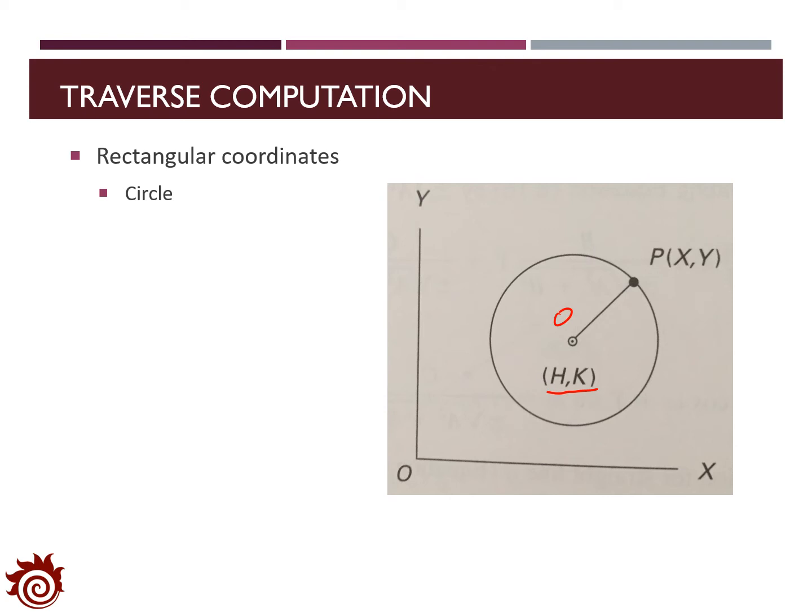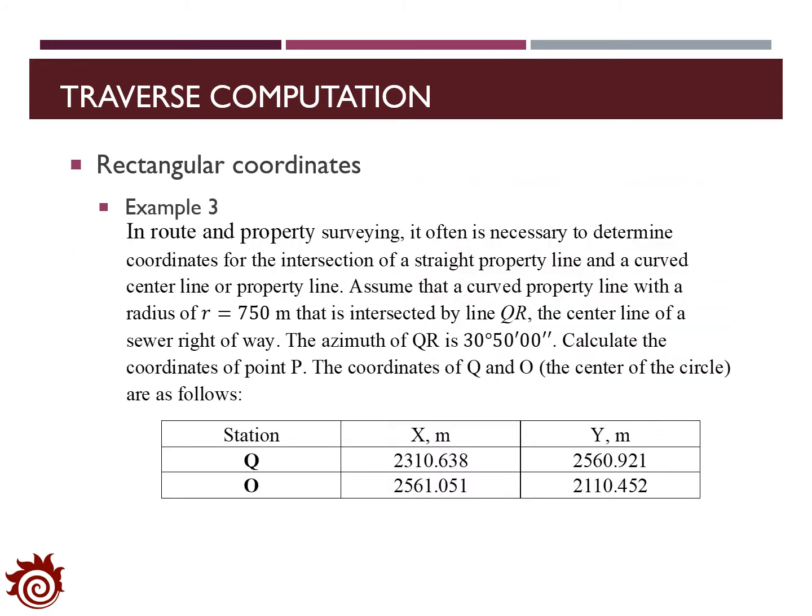And for any point along the circle, we can express it as x minus h squared plus y minus k squared equal to r squared. Here, the value r is the radius of the circle, and we can use this information to describe any points in the circle. Now let's check one example for the implementation of the circle.